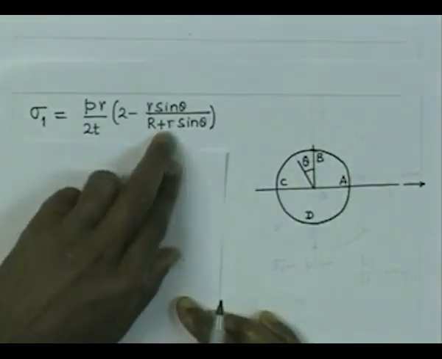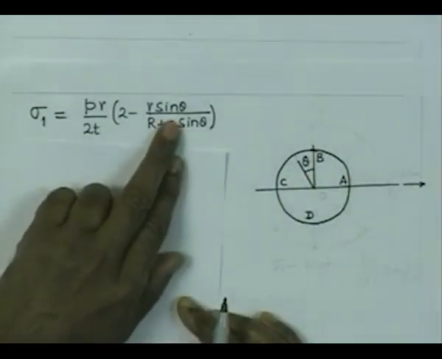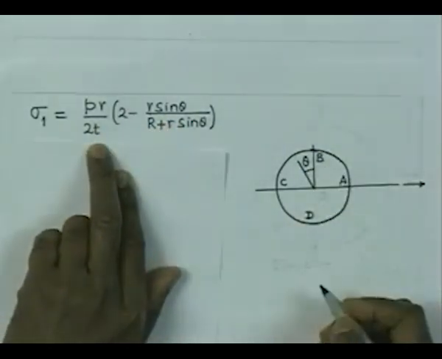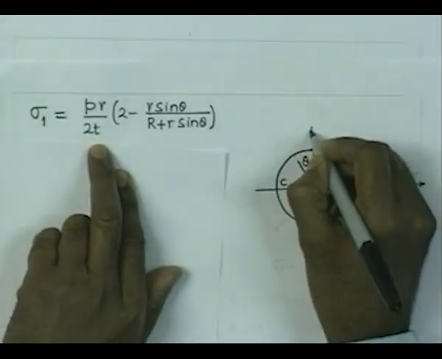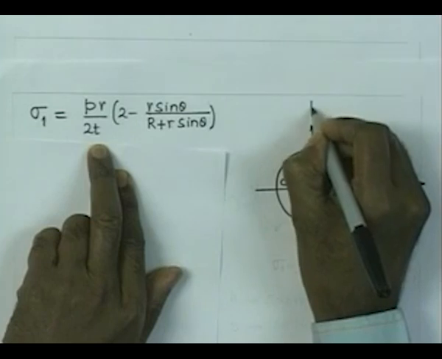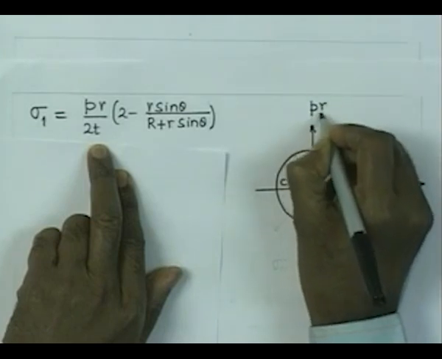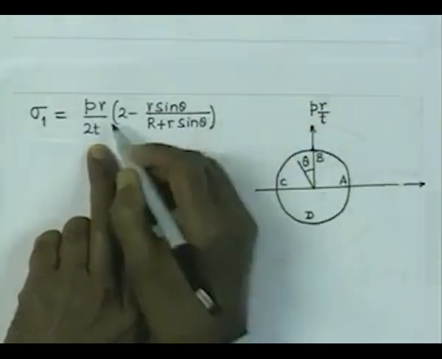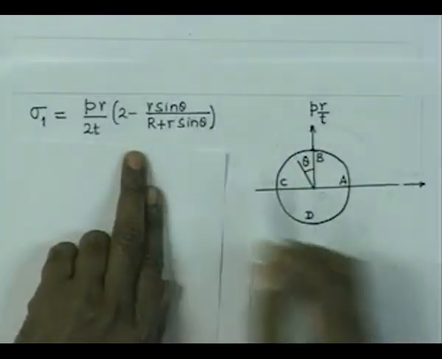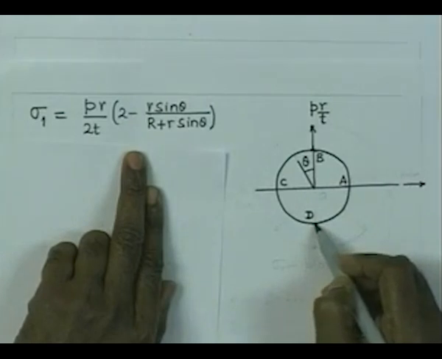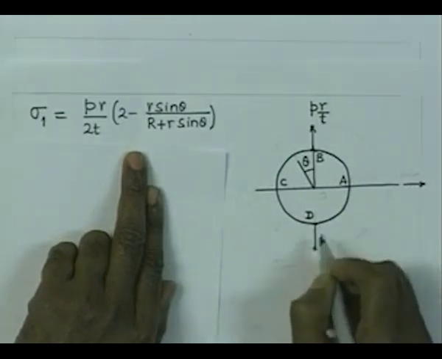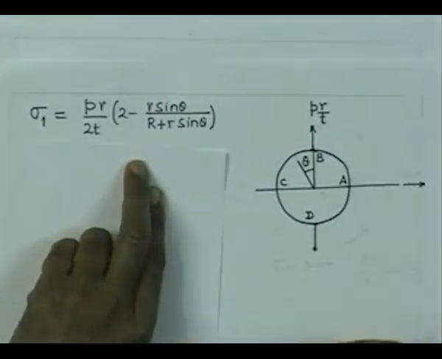Now, look at this. If theta equals 0, then we have P R by 2 t as the stress. If we now plot in the radial direction the magnitude of the stress, the magnitude here is P R by t. Theta is 0, the 2 will cancel, so P R by t. Similarly, if theta is equal to 180 degrees, so if you consider the exactly opposite point there, the D point, it is going to give us exactly the same magnitude of the stress. For theta equal to pi, sin theta is again 0.